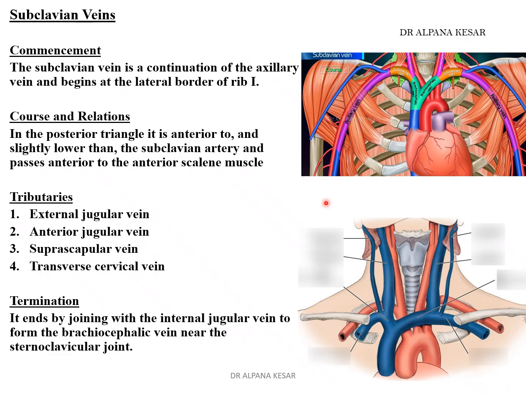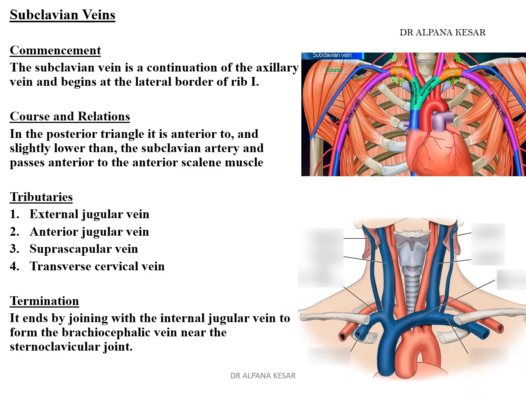Subclavian vein is a continuation of the axillary vein. The axillary vein passes upwards and medially till the outer border of the first rib. After that, the axillary vein becomes the subclavian vein. So, the subclavian vein is a continuation of the axillary vein at the lateral border of the first rib.